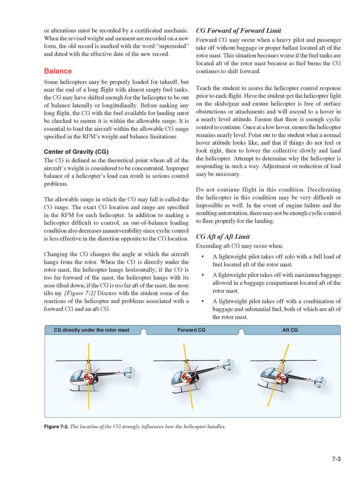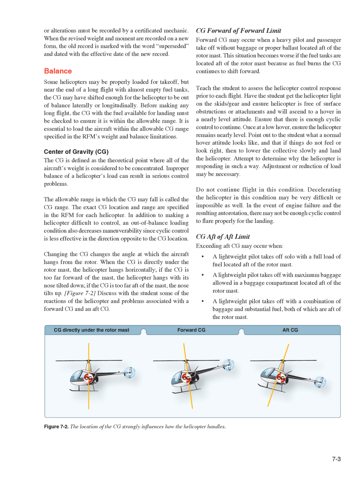Center of gravity, CG. The CG is defined as the theoretical point where all of the aircraft's weight is considered to be concentrated. Improper balance of a helicopter's load can result in serious control problems. The allowable range in which the CG may fall is called the CG range. The exact CG location and range are specified in the RFM for each helicopter.